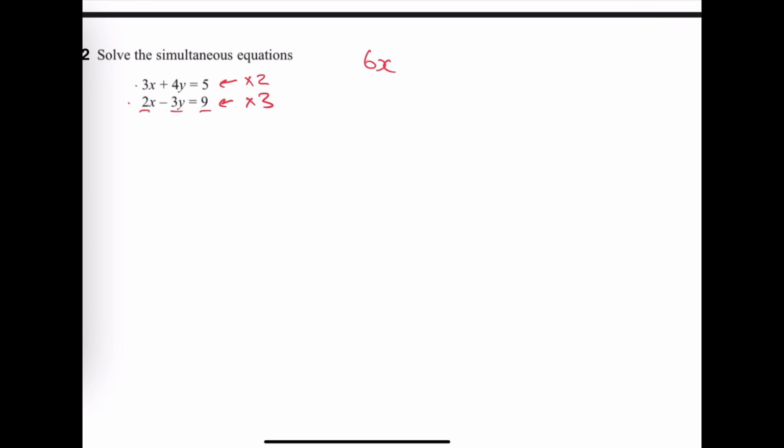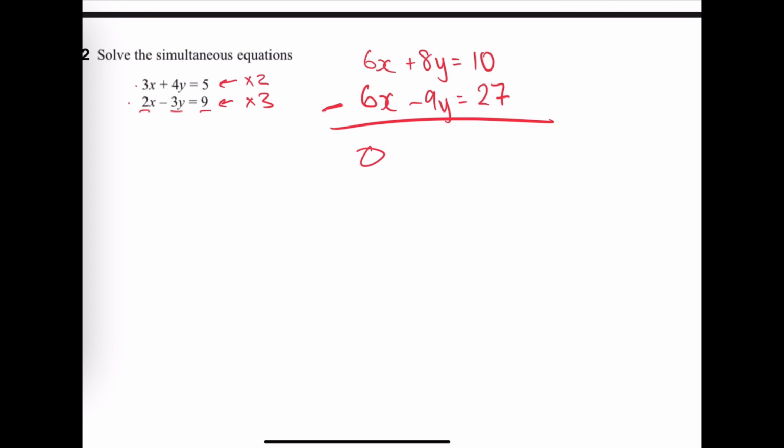So if we do the first one, we times everything by 2. So plus 4y times 2 is just 8y, and 5 times 2 is 10. Then the next one will be 6x. So 3 times minus 3y is minus 9y, and 9 times 3 is 27. Now what we can do is minus them from each other so that we can get rid of the x, and we only have one unknown. So 6x minus 6x is just 0.